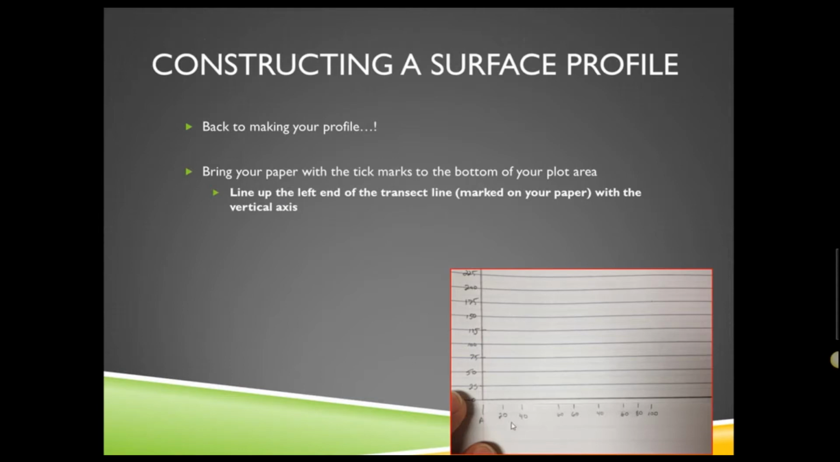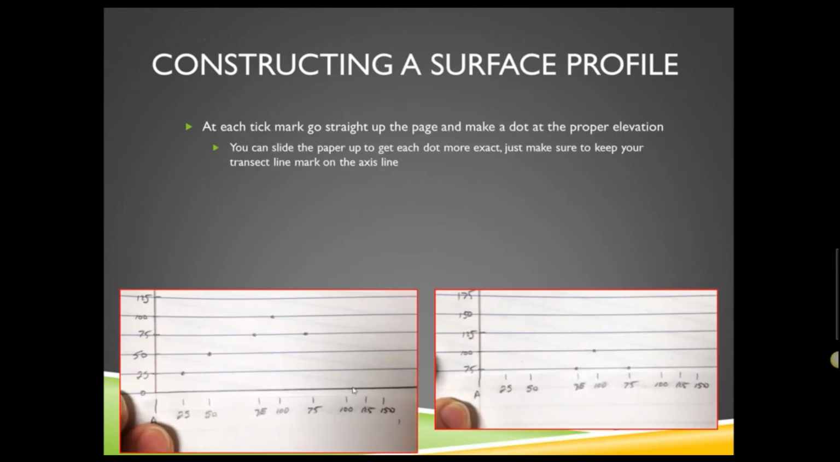And then you can transfer these different elevations onto your paper as dots. You can slide it up and down, keeping the A on the axis. And so now my 75 is right along and connects, put a little dot at the 75. I can slide the paper up, put the dot at the 100. That way you don't have to guess that you're going straight up and down. You just slide your paper right along the axis. Much more accurate.